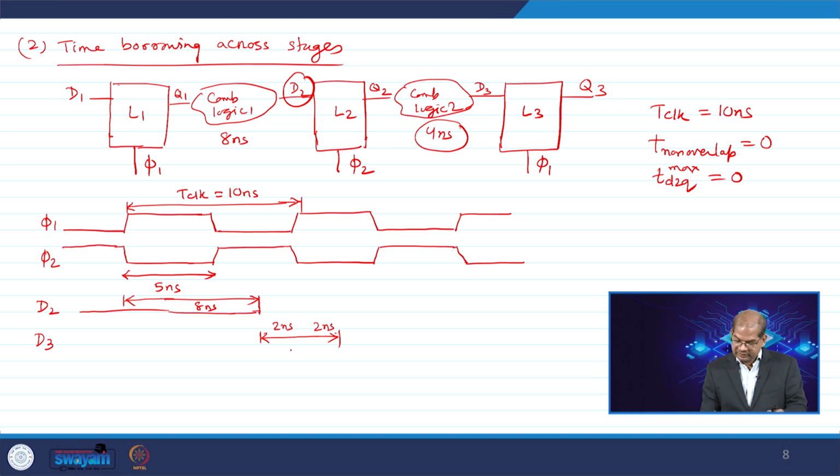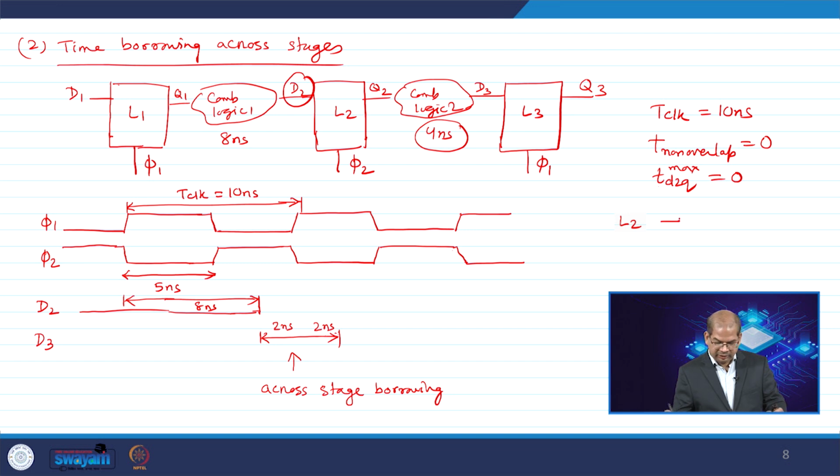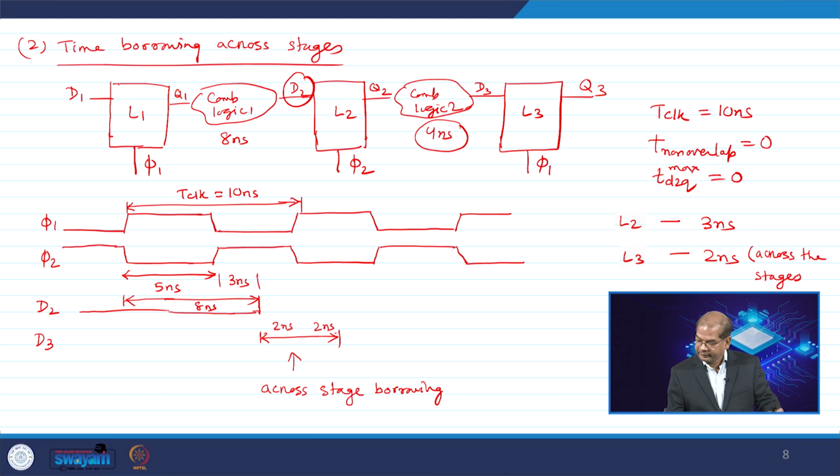So this borrowing is called across stage borrowing. We are borrowing across the stages. If you summarize, L2 is borrowing how much time? L2 is borrowing 3 nanosecond. L3 is borrowing 2 nanosecond. So this is an example of time borrowing across stages.